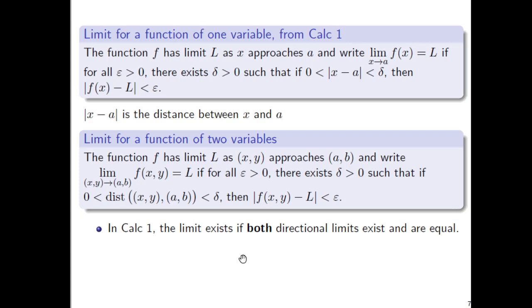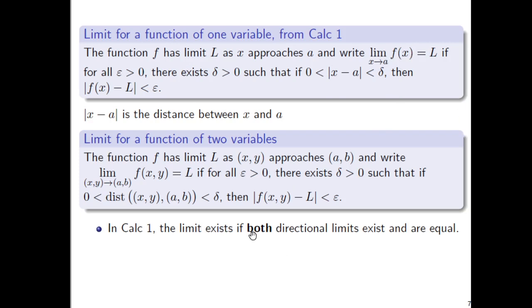In Calc 1, just remember the thing that we already saw by example and non-example, that the limit exists if both directional limits exist and are equal, right? The limit from the left and the limit from the right, if they exist and are equal, then the overall limit, the two-sided limit as we often call it, exists.